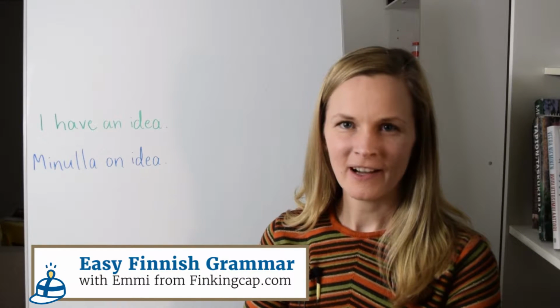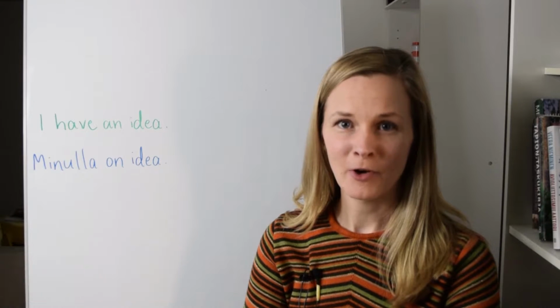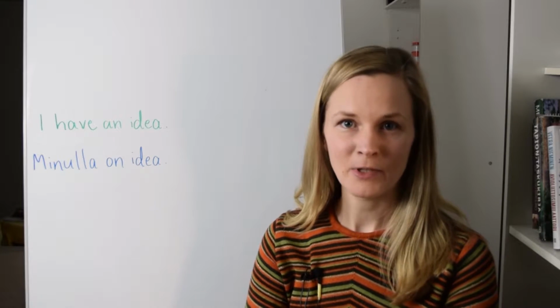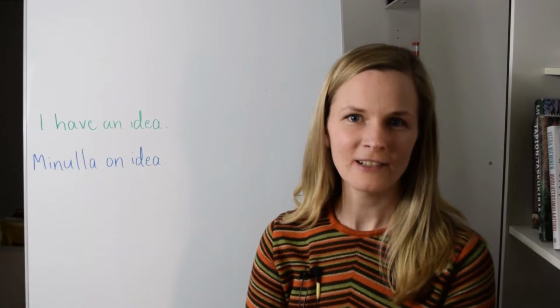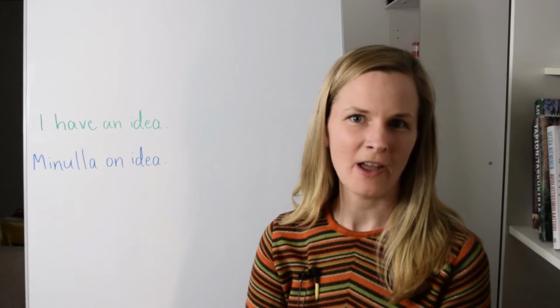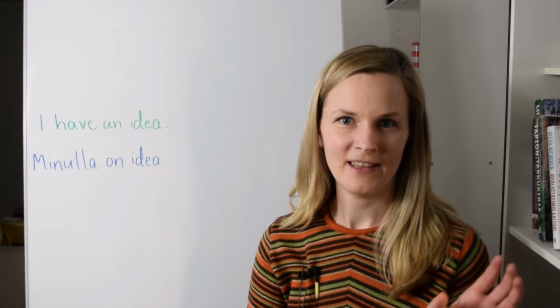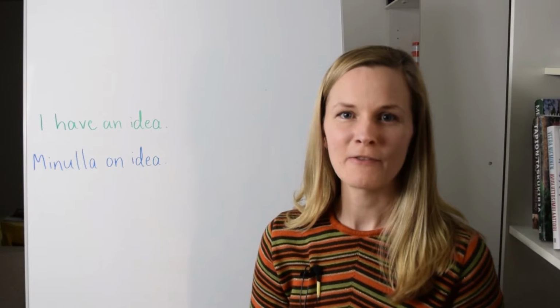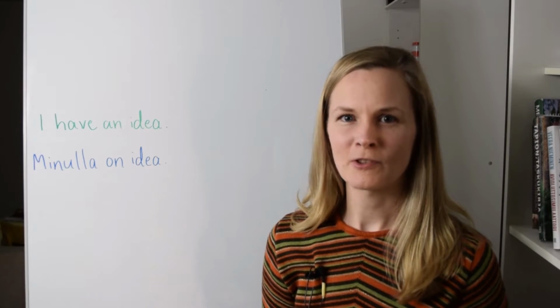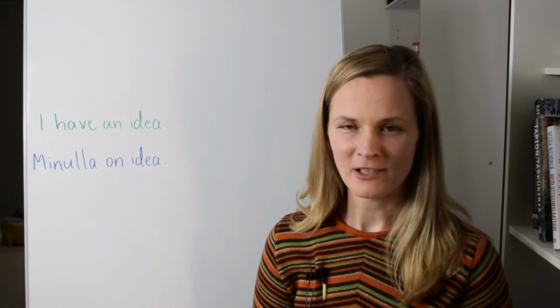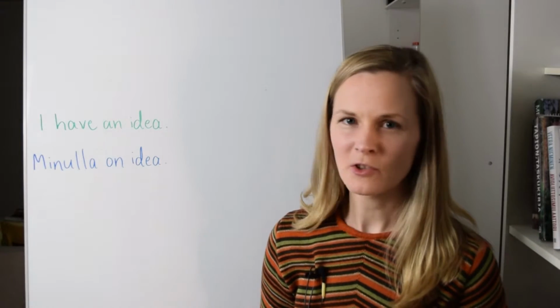In this video, I'm going to be talking to you about the verb to have and how it translates into Finnish. So in English, it's pretty straightforward. You have the subject I and then the verb have. But in Finnish, if you try to do it the same way, if you try to do a direct translation, it's not going to work. So don't use minä.